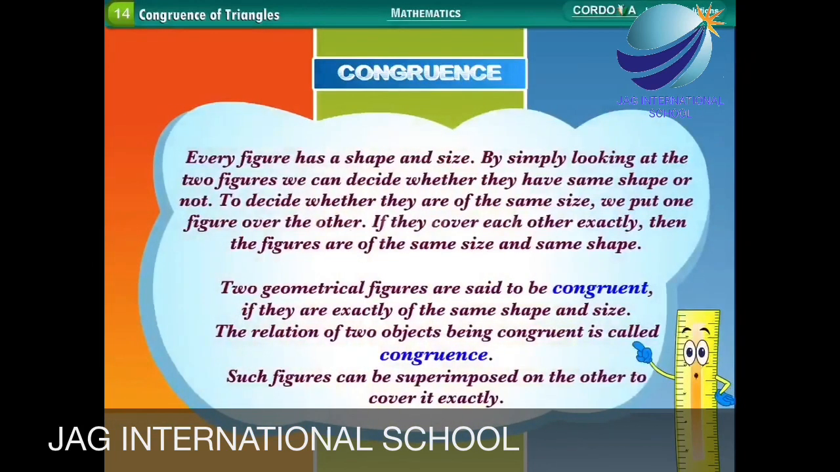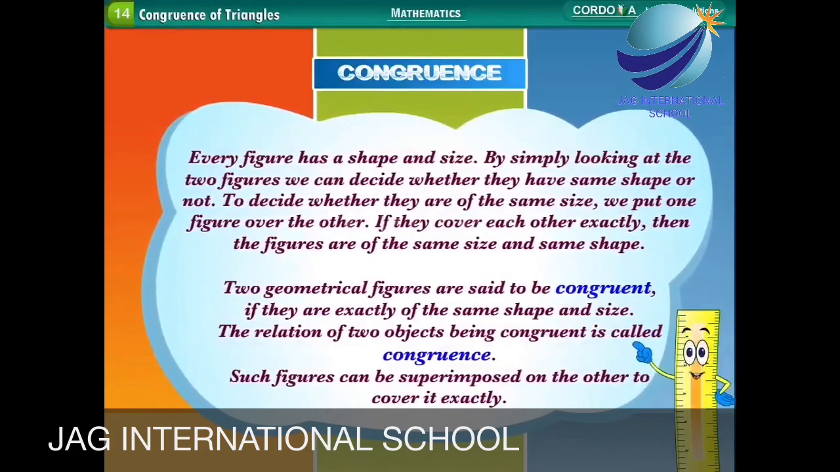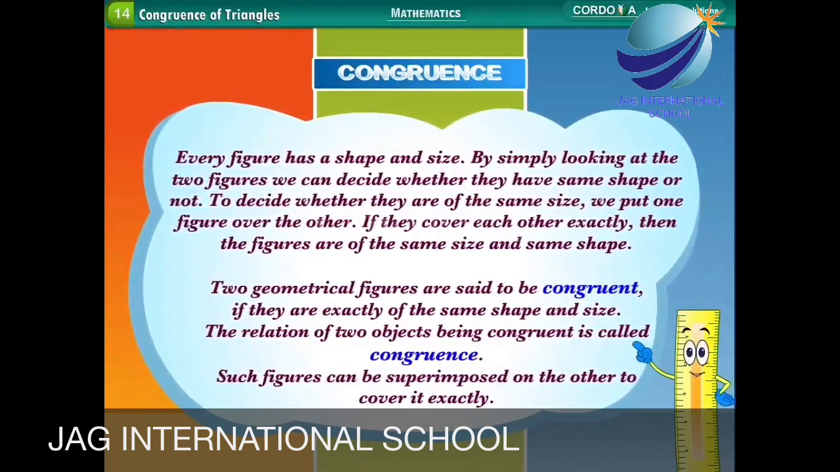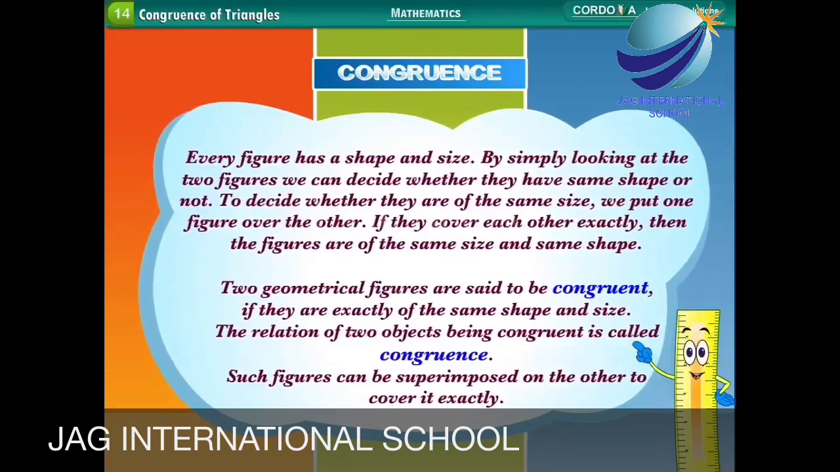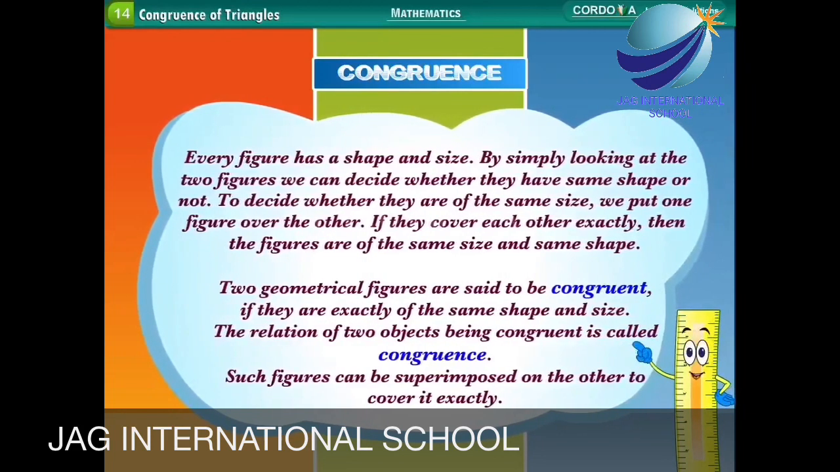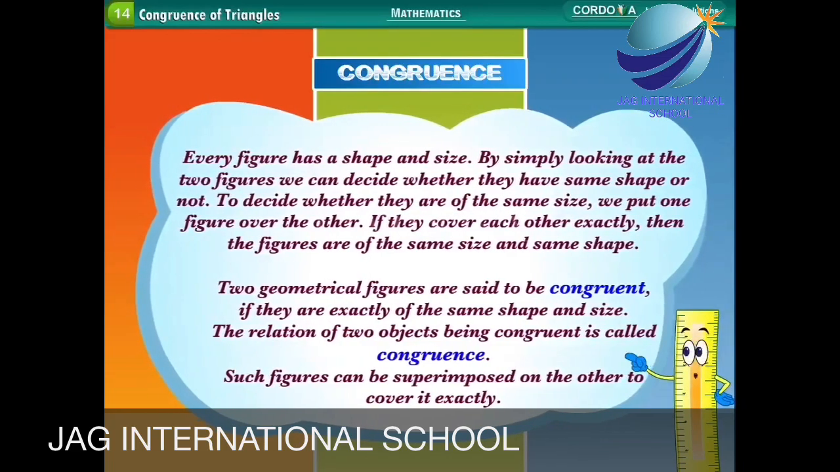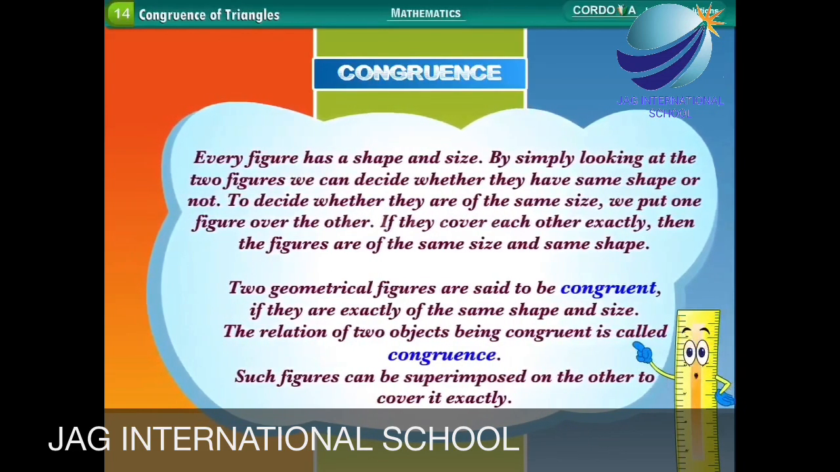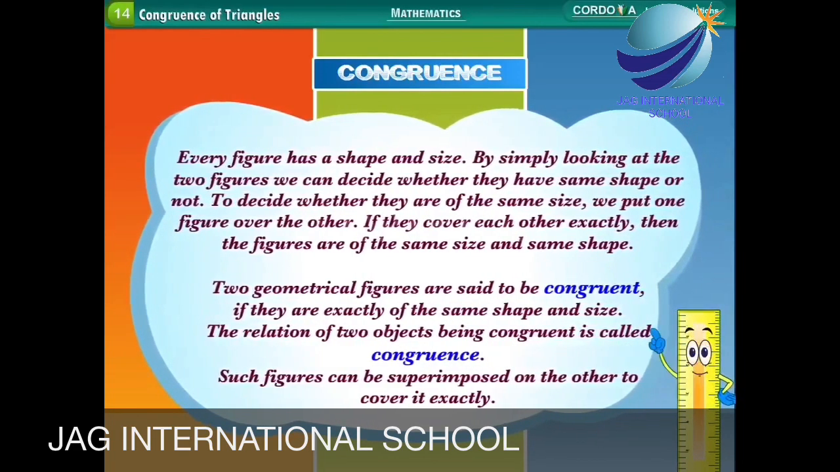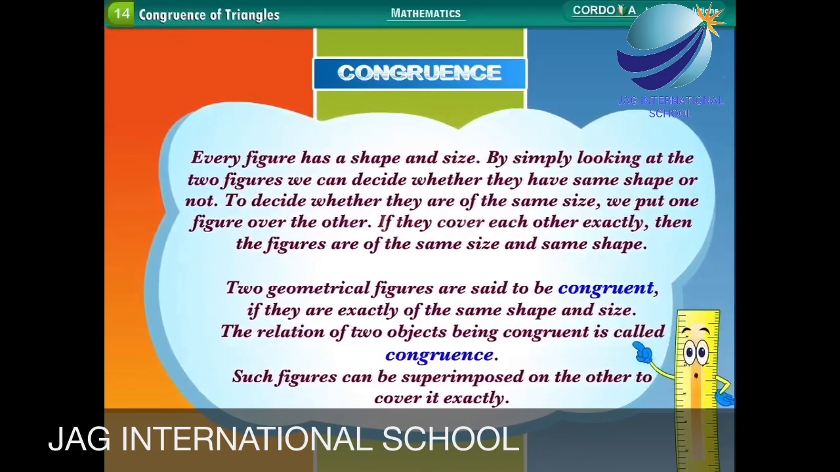Congruence. Every figure has a shape and size. By simply looking at the two figures, we can decide whether they have the same shape or not. To decide whether they are of the same size, we put one figure over the other. If they cover each other exactly, then the figures are of the same size and same shape. Two geometrical figures are said to be congruent if they are exactly of the same shape and size. The relation of two objects being congruent is called congruence. Such figures can be superimposed on the other to cover it exactly.